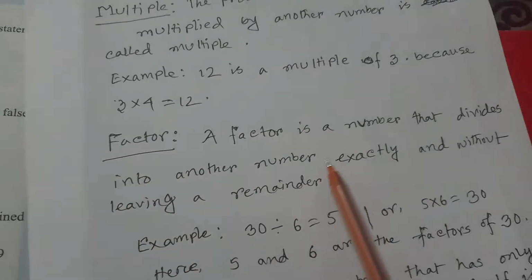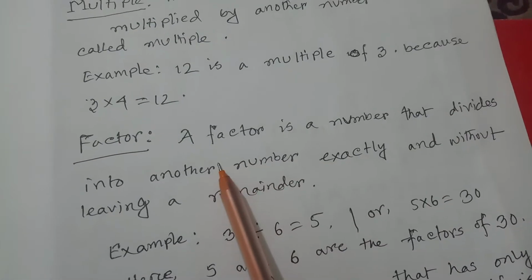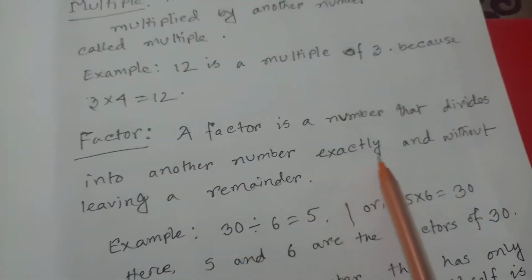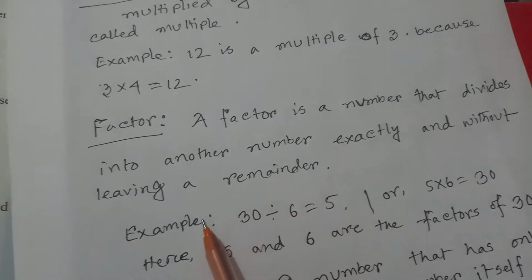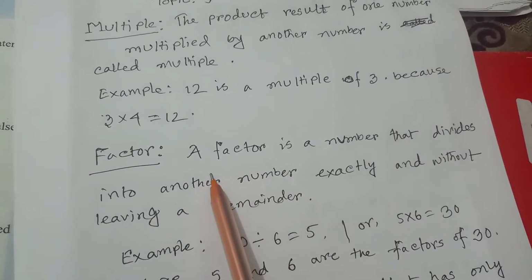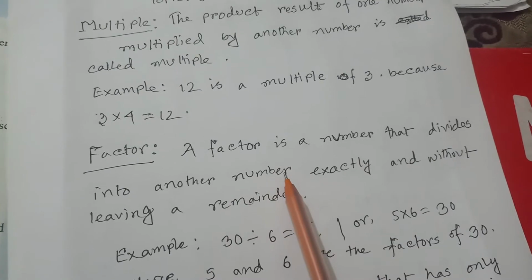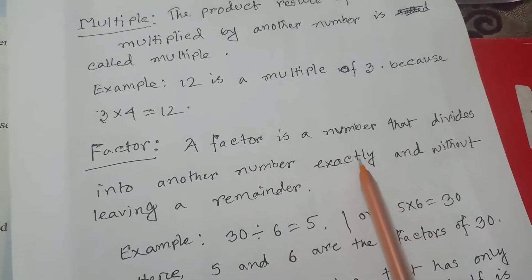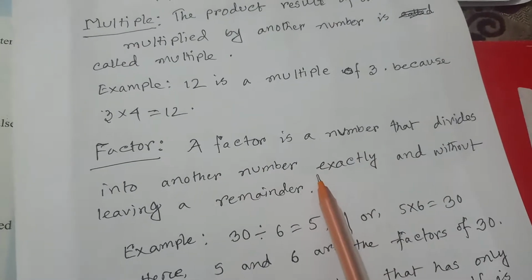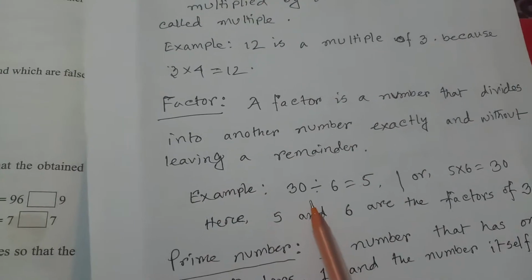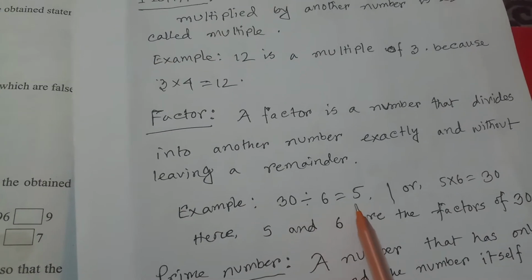Dear students, look at the definition here. A factor is a number that divides into another number exactly and without leaving a remainder. That means if you divide a number by a smaller number and there is no remainder, then this number will be called a factor of this number. For example, here 30 divided by 6 equals 5.